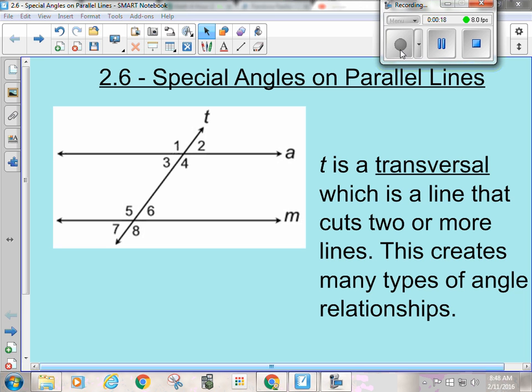So first thing we need to talk about is a little vocab. That line T is called a transversal. A transversal is a line that cuts two or more lines. It creates many types of angle relationships. So T is the transversal cutting through A and M. We see all these different angles formed, 1 through 8. And we're going to talk about the angles and their relationships.